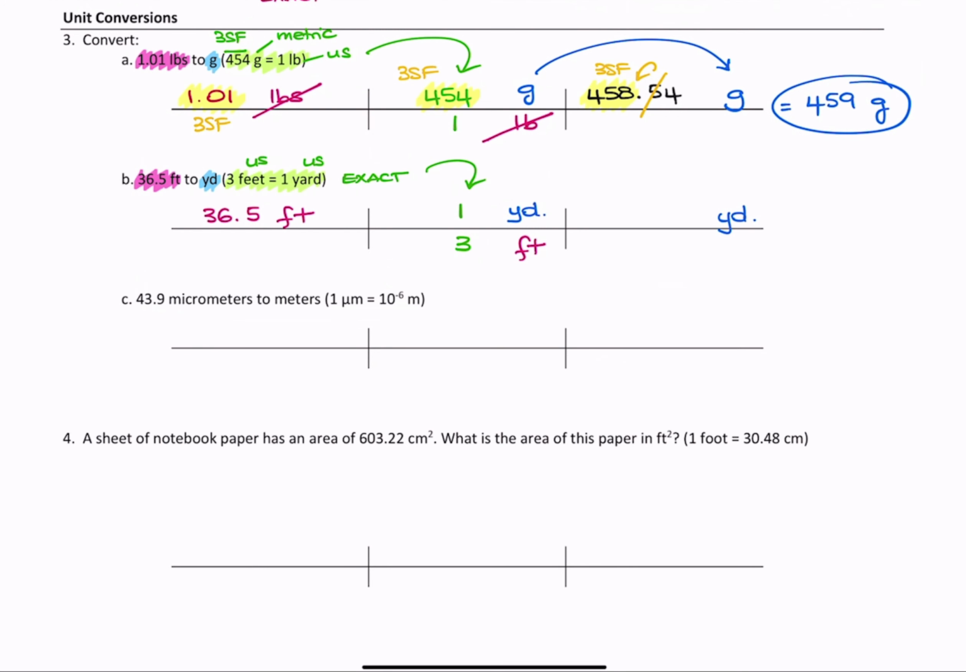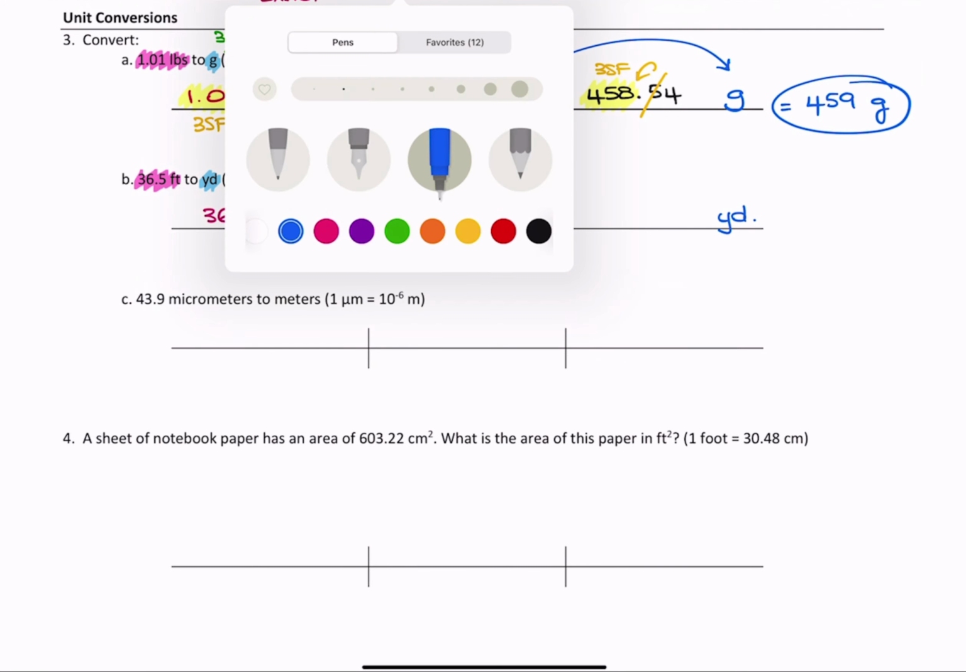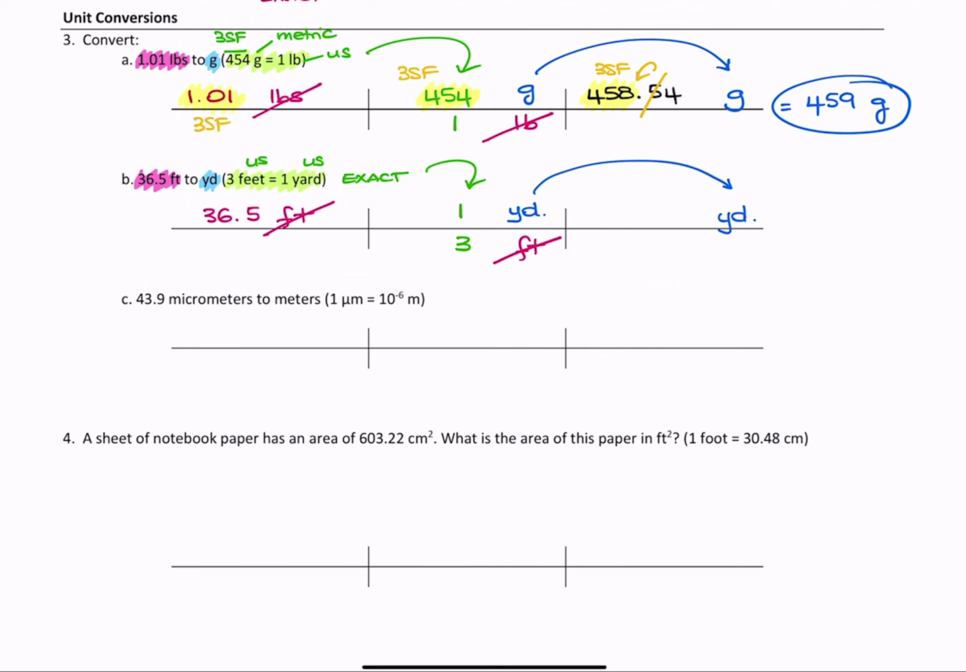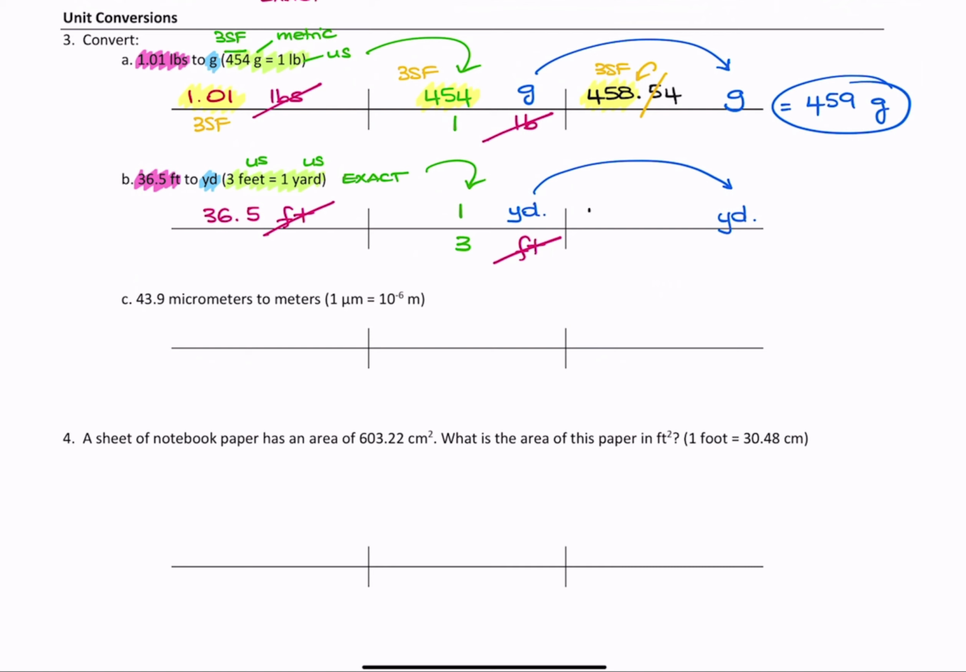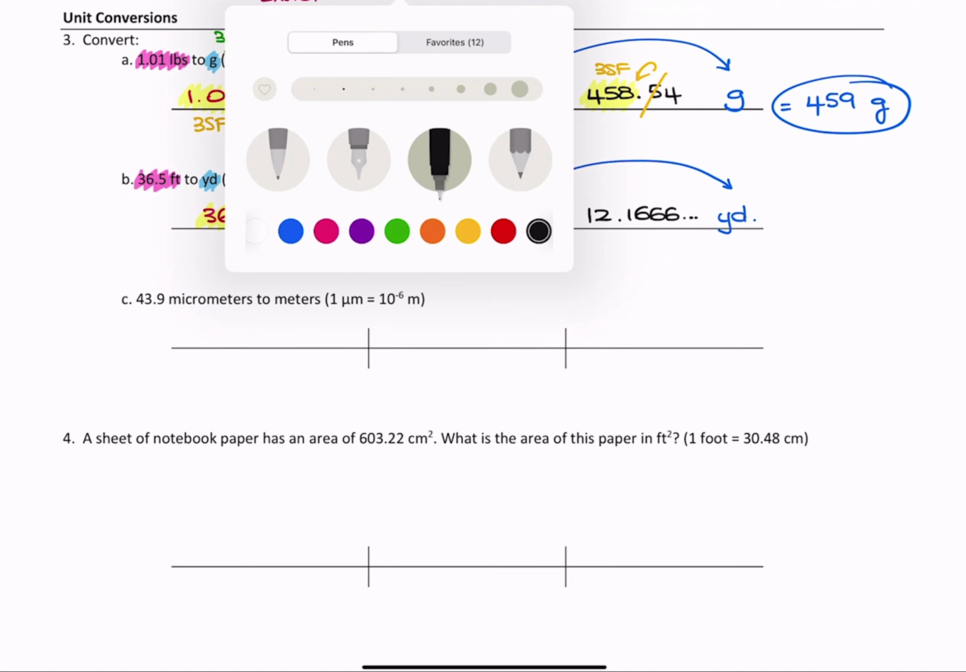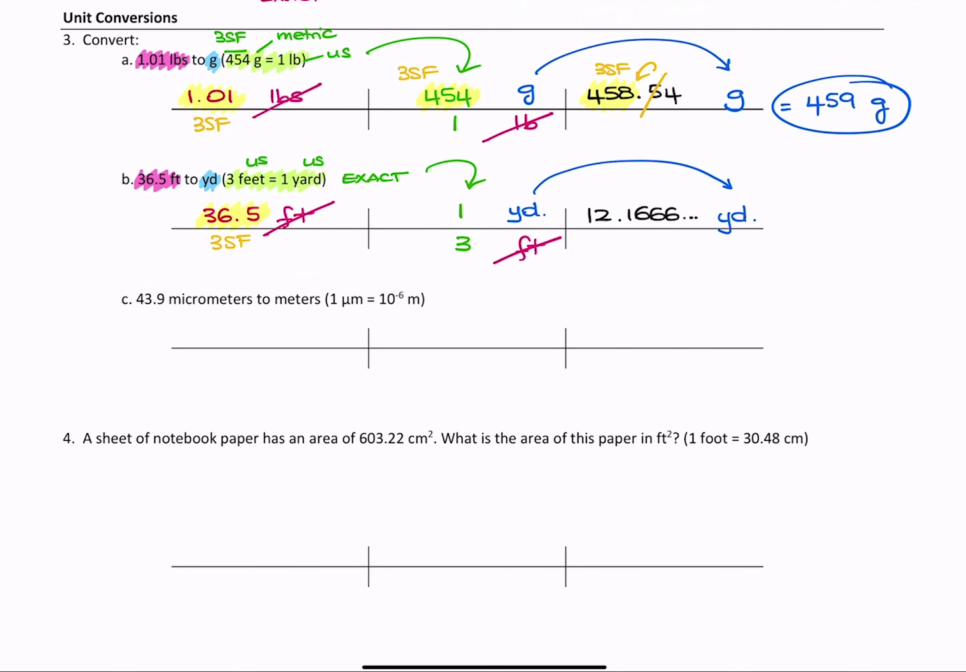Check that the unit canceled properly. Your feet cancels here, therefore we can give our answer to yard. Plug this into your calculator and you get a calculator answer, and the answer on your calculator screen is 12.1666 and so on. We still have to do our sig figs. We have 3 sig figs here. In the middle it's exact, so the only sig figs that we have to worry about is the one of the given units. We will give our answer to 3 sig figs, dropping a 6, rounding up, so our answer to the correct number of sig figs is 12.2 yard.